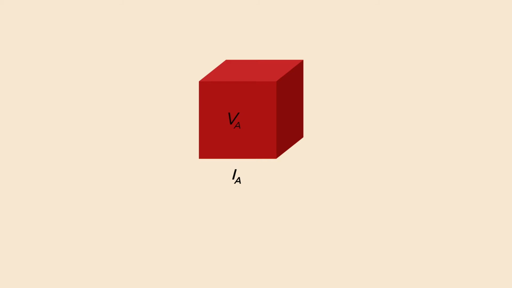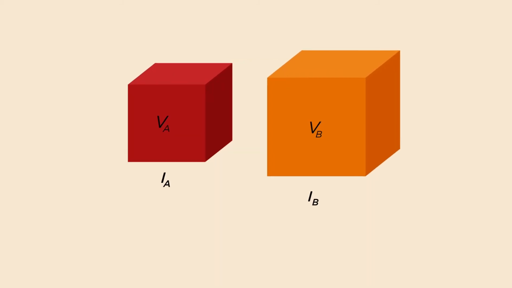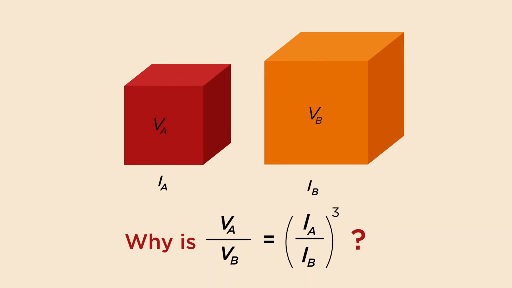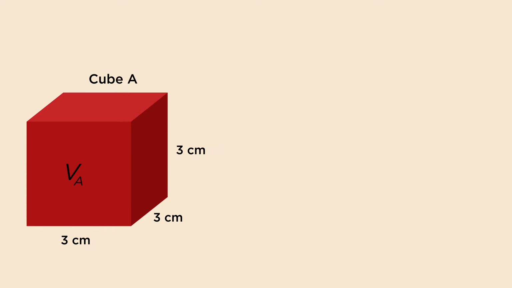You have learned that for similar solids, the ratio of their volumes is equal to the ratio of the corresponding sides cubed. But do you know why this is so? Let's find out by taking a closer look at this cube A with length, width, and height, each 3 centimeters long.